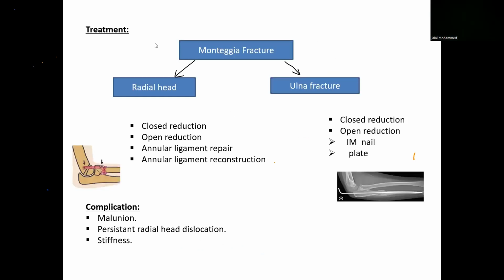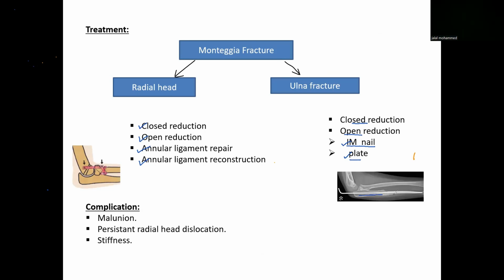So how is the treatment? As I told, we have two components here. One is the radial head, second is the ulna. So we need to attend to the radial head dislocation and to the ulna fracture. For radial head dislocation, we can do closed reduction or open reduction. And as there is injury to the annular ligament, we can go for annular ligament repair and/or reconstruction. Whereas the ulnar fracture we can manage by closed reduction, open reduction, or we can put an intramedullary nail, or we can apply a plate.